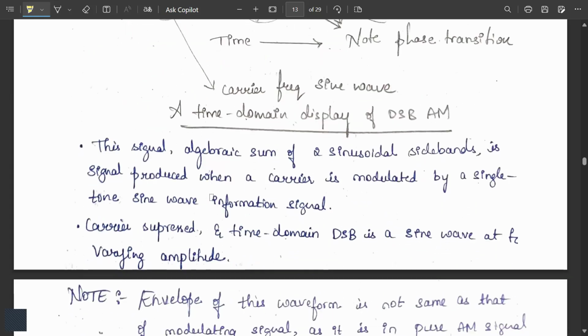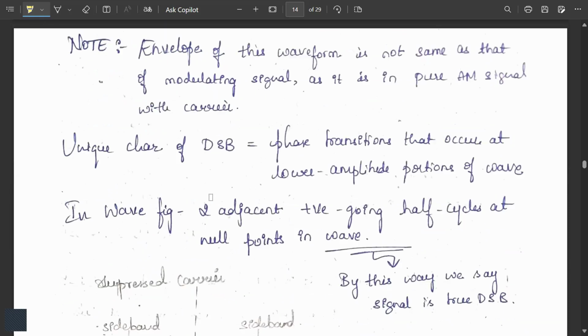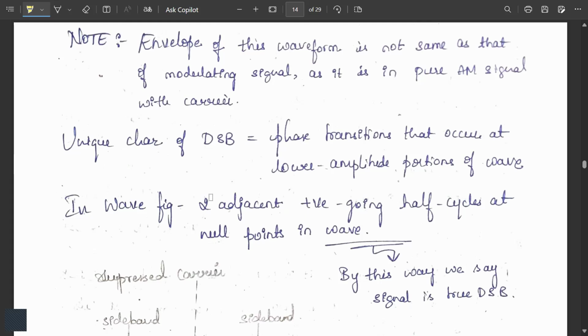Next, the signal is the algebraic sum of the two sinusoidal sidebands, which is produced when a carrier is modulated by a single tone sine wave information signal. So carrier is suppressed. The time domain DSB is a sine wave at fc, varying the amplitude. You have to note that the envelope of this waveform is not the same as that of the modulating signal that I showed previously, as it is in the pure AM with carrier. That was pure AM with carrier. A unique characteristic of this is the phase transition that occurs at the lower amplitude portion of the wave.